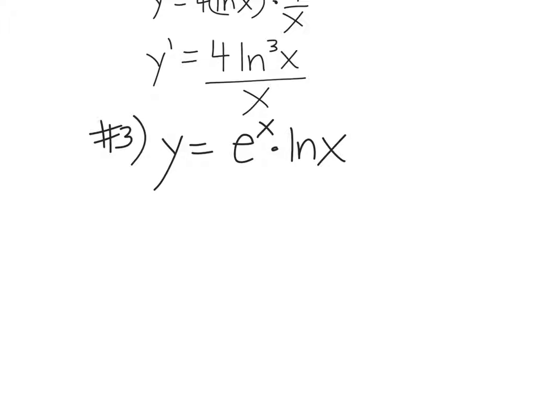Okay, this is product rule. These are two separate functions. There's no chain rule here, which is kind of nice. Here's one function, that's a. Here's the other function, that's b. So we're going to do a b prime plus b a prime. You ready? Let's do it.